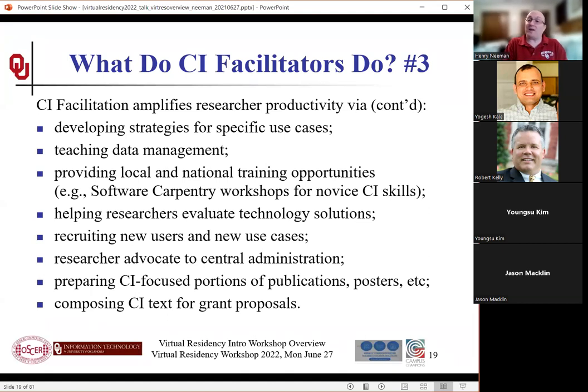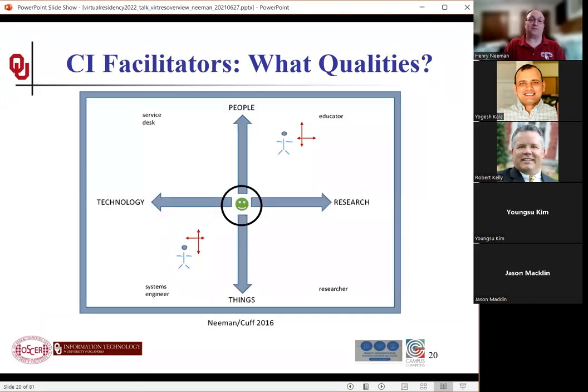Helping researchers decide what's the right technology for them, recruiting new researchers, new use cases, being an advocate for researchers to central administration. This is what researchers, or at least computing and data intensive researchers, need the administration to work on. Preparing the CI, the cyberinfrastructure parts of publications and posters and grant proposals. Very, very important. And in some cases, writing the grant proposal, leading the grant proposal, especially if the grant proposal is to get cyberinfrastructure for your institution.